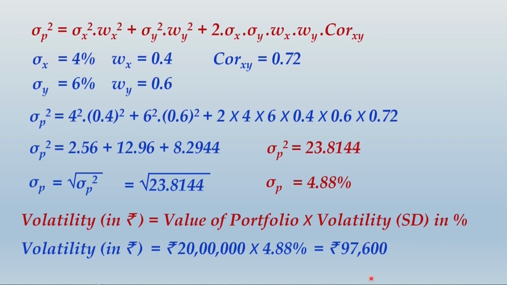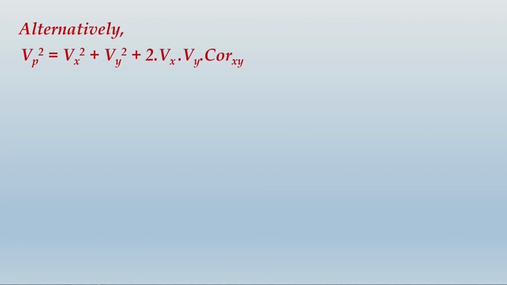Now this calculation of volatility in value with respect to the portfolio, that is 97,600, can be determined a little alternatively also. This approach, which we first followed, is something that you have learned already in the portfolio chapter, but it is a little longer to apply. We can have the other alternative approach as a quick approach. So let us see how to apply that. It is based on similar logic but directly taking the values.